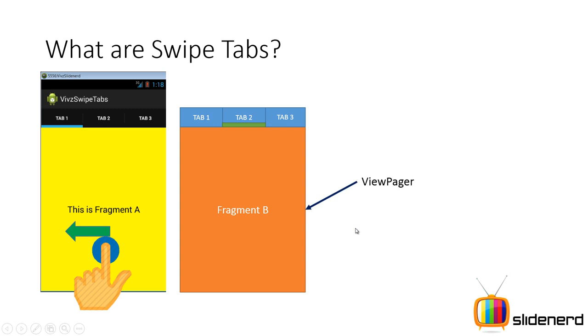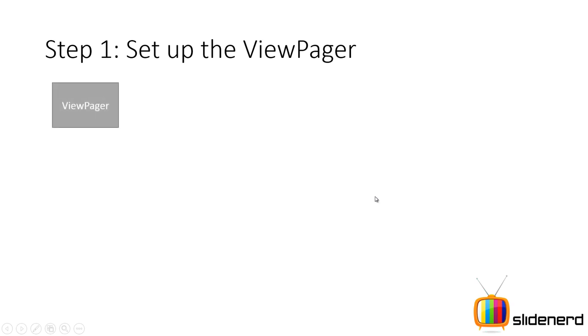So the two main parts are one, swipe, and two, tab. For swiping we use a view pager, and for tabbing we use ActionBar.Tab. So let's take a look at a little more detail about how both these things work together to create our swipe tabs. Step one, set up the view pager.